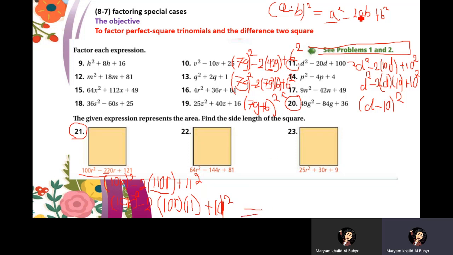So that is equal, according to this rule, but here I also have a negative. So that will be 10r minus 11, all this to the power 2. If you need to find only one side without the square, one side of them, this side represents the area. So only one side of them will be 10r minus 11. So that's the idea. So that's for this lesson, girls.